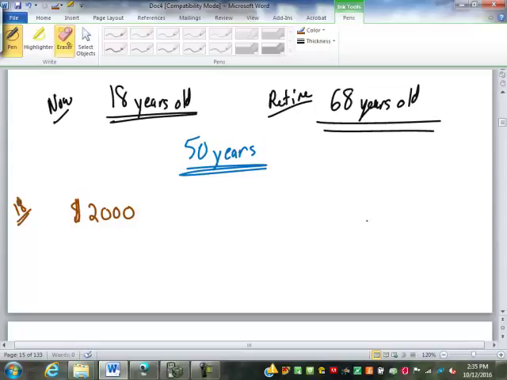If you put that money into a retirement account and let it sit there from age 18 to 68. Now, I realize if you go to the bank and put the money into a CD or a bank account, you're going to get like 0.2 or 0.3% interest, less than 0.5% interest.